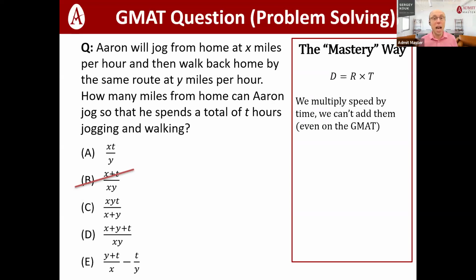Are there any other answer choices that try to add speed and time? Well, yes, maybe D. X plus Y plus T, that's two speeds plus time. That doesn't really work that way. And even E, Y plus T, speed Y plus time T, no, we can't really do that. This is just not how things work in real life, right? Certainly not on the GMAT as well. So I guess at this point, I've been able to eliminate 3 answer choices, and I'm just down to 2.